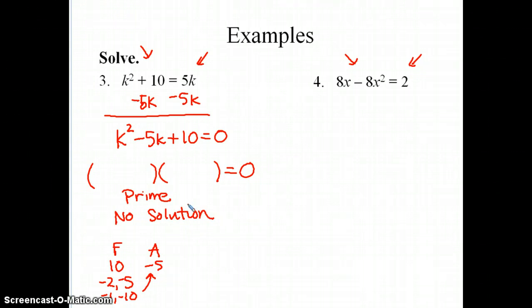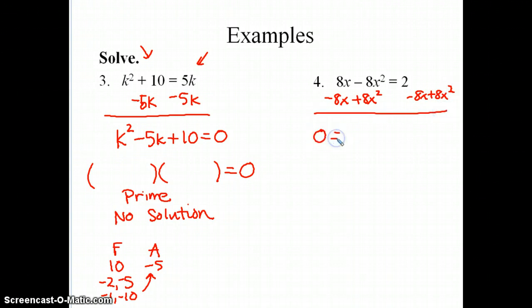Moving on to number 4, I am going to place this in standard form, but I note right here I have negative 8x squared. The quadratic term is negative. I prefer to have them positive. So what I'm going to do is subtract the 8x and add the 8x squared to both sides. When I do that, I end up with 0 is equal to 8x squared minus 8x plus 2. When I rewrote it, I wrote it in descending order.